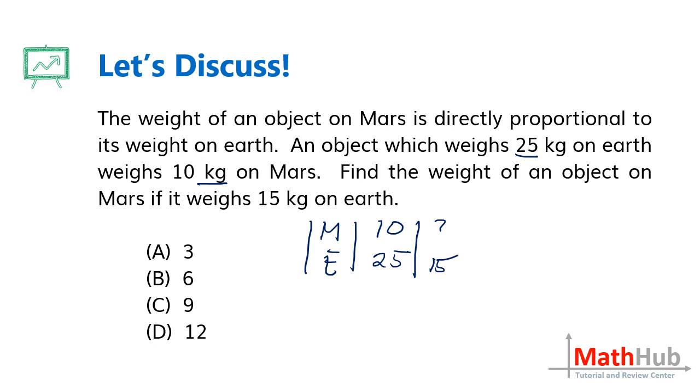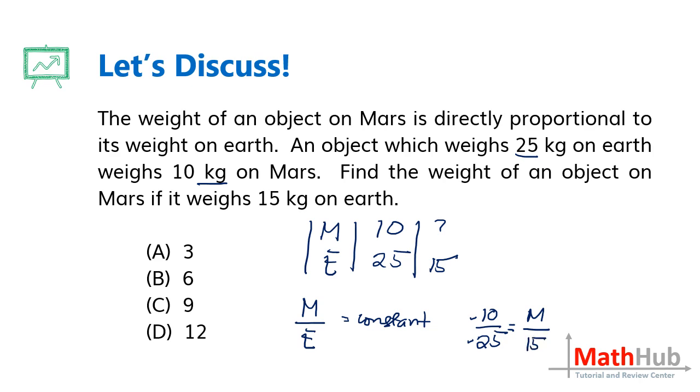15 kilograms on Earth. Now, it says over here that the weight on Mars is directly proportional to its weight on Earth. So that means, since we have direct proportion, the quotient m over e is constant. So let's do that over here. So we have, from our table, 10 over 25, this is my M, this is my E, is equal to, we don't know the weight on Mars, and then on Earth, it's 15.